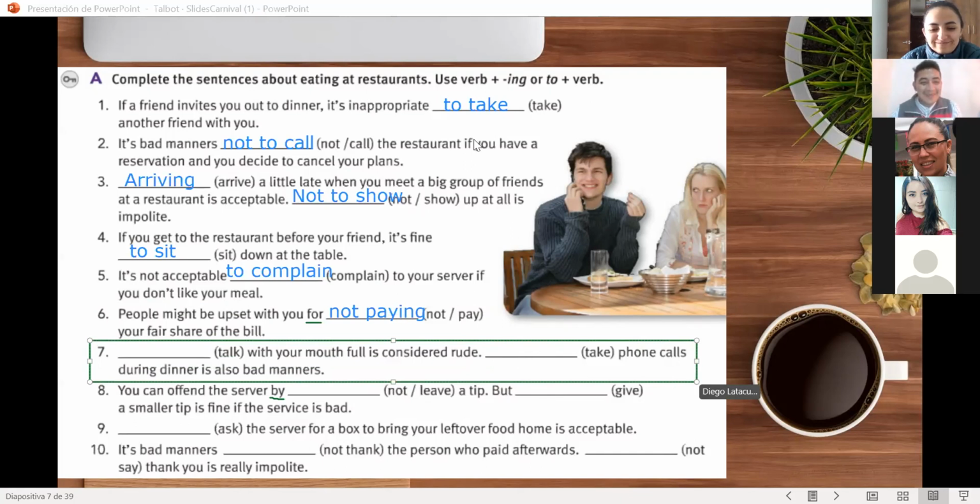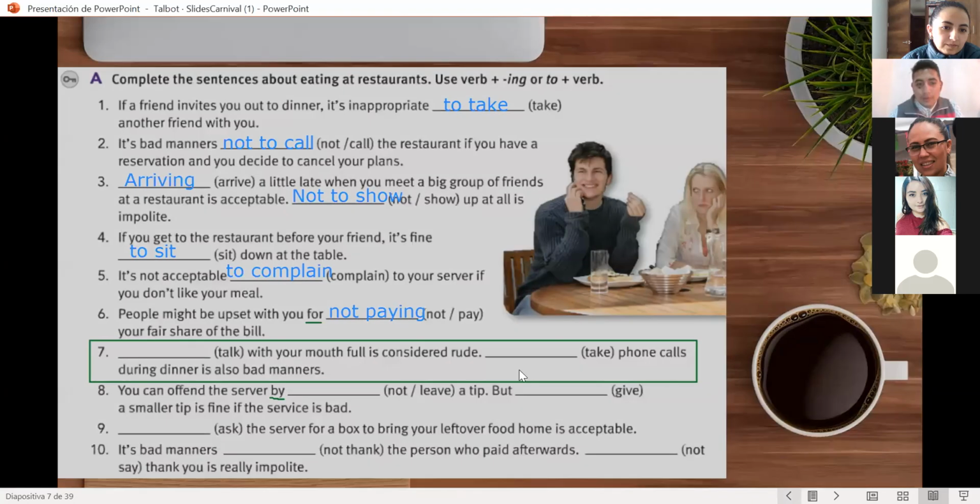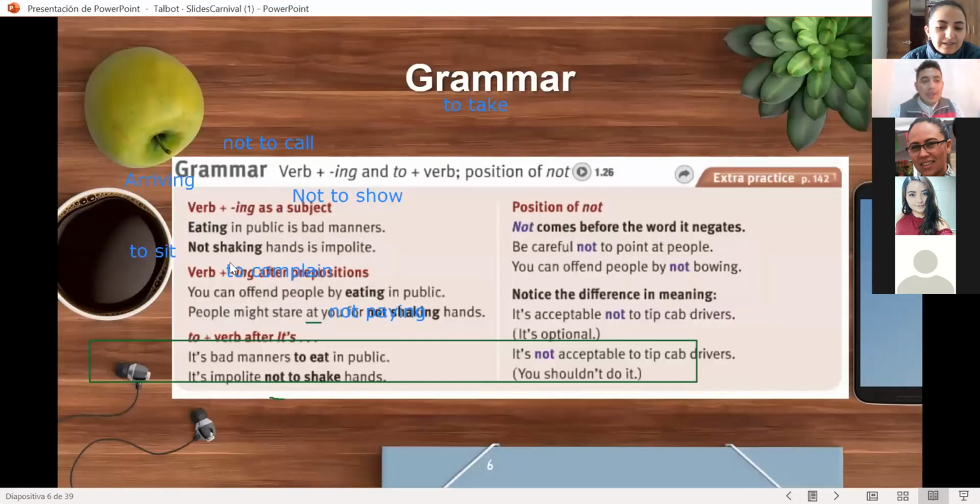Sería to talk with your mom. All is considered rude. Okay. Let me see again the grammar. To talk. Talking? Yes. Let's see. Look at the first rule.